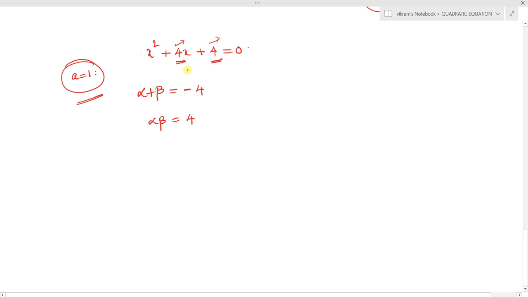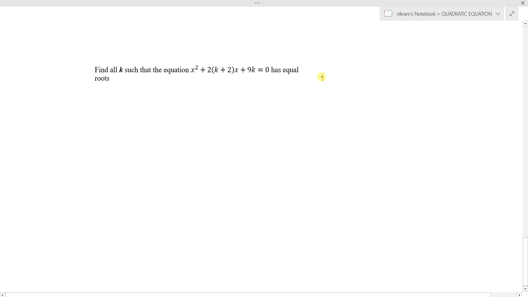So that's why it is better to represent any quadratic equation with the coefficient of x square as 1, then we can directly write the required solutions. Now we will try to solve a few questions from the basics of quadratic equations that we learned.